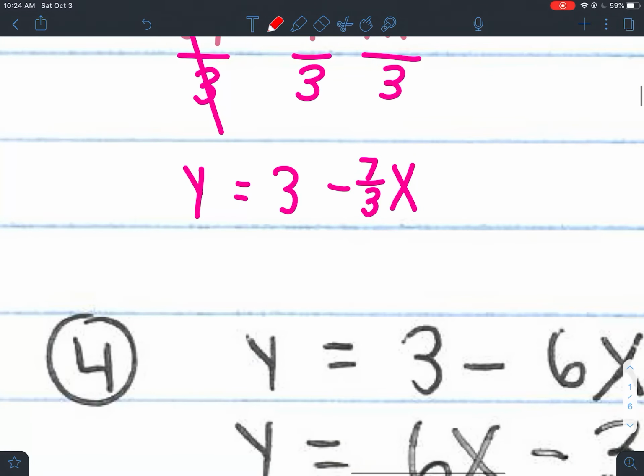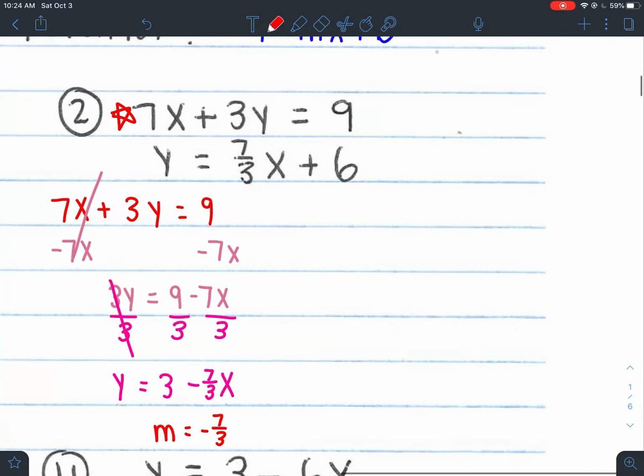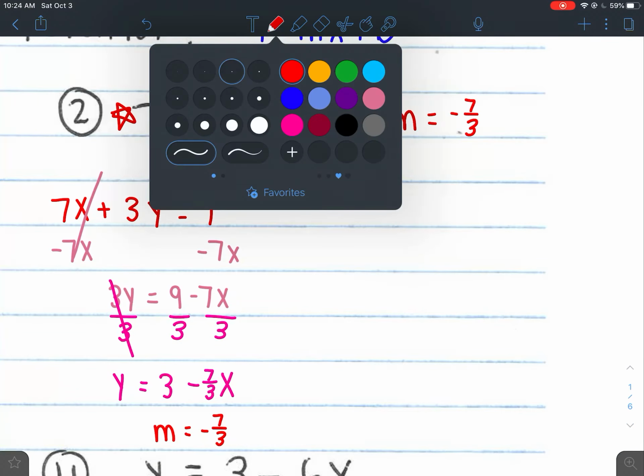Well, the y is by itself, so it's in slope-intercept form. So our slope here is going to be negative 7/3. So go ahead and write that next to this equation. Our slope here is negative 7/3.